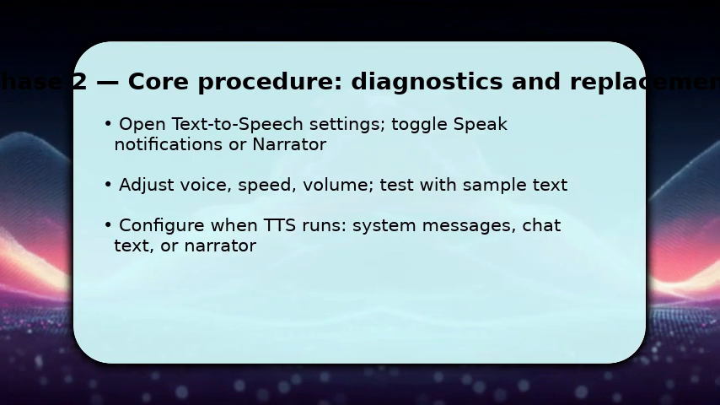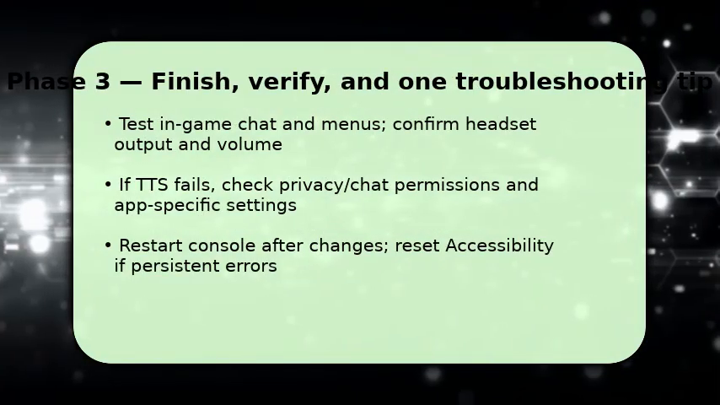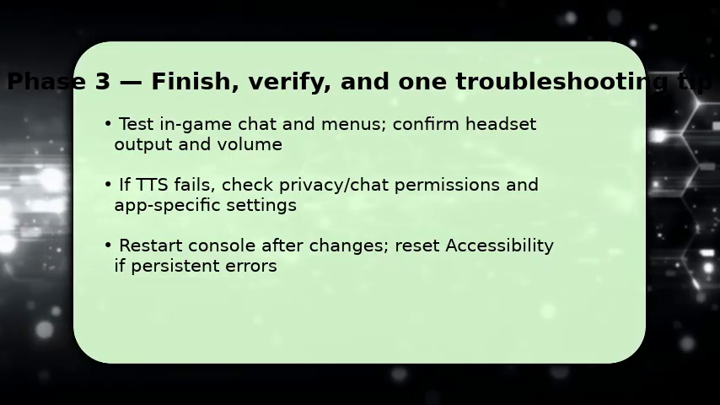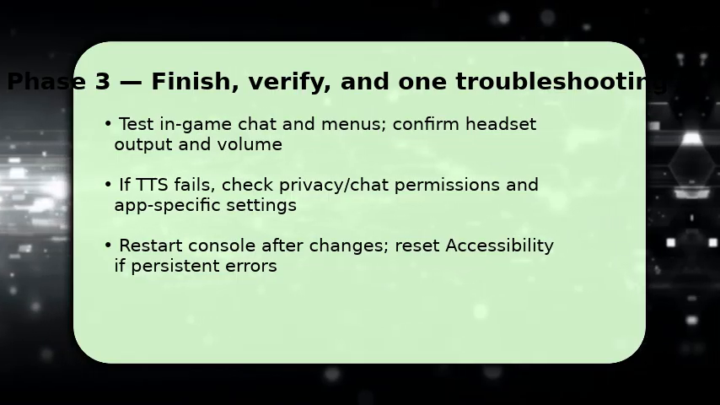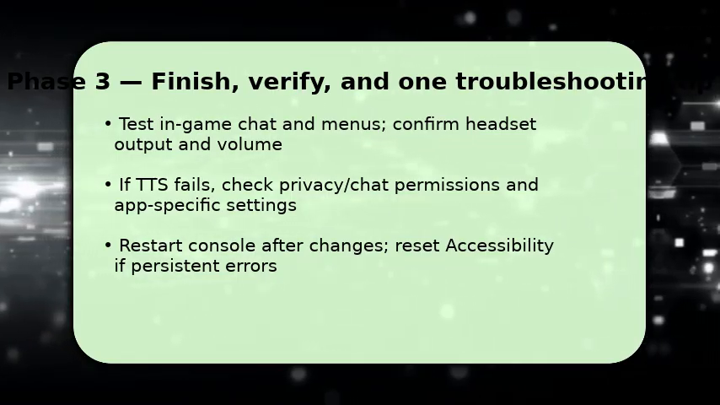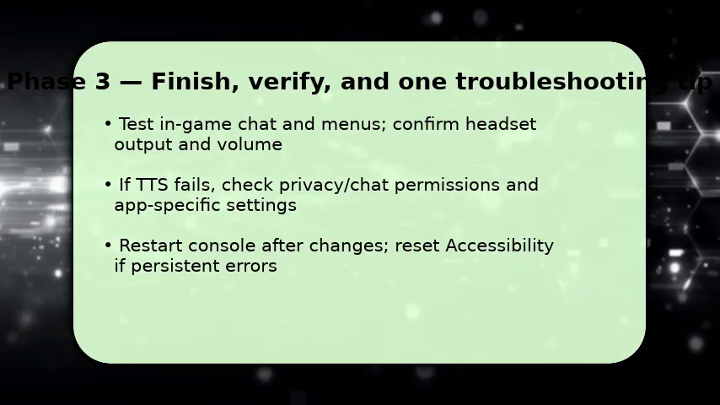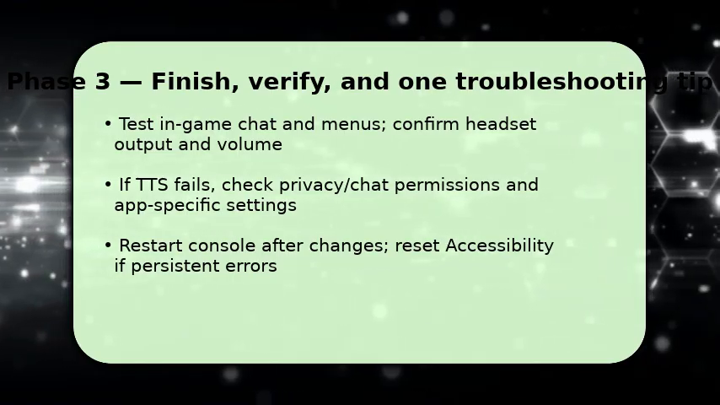Finish by testing TTS across the console. Open a party chat, send a chat message, and navigate menus to verify output through your headset or TV speakers. If speech doesn't play, make sure privacy and chat permissions allow text reading and check app-specific TTS toggles.